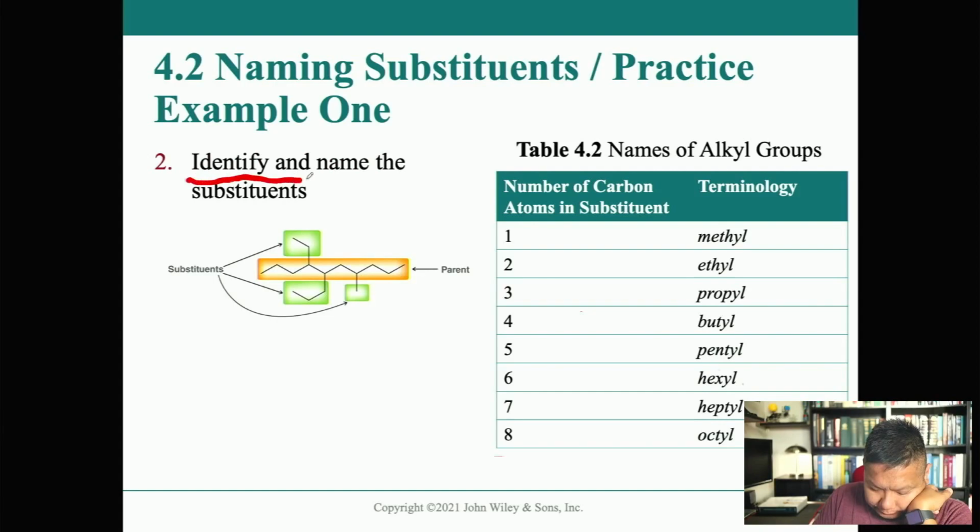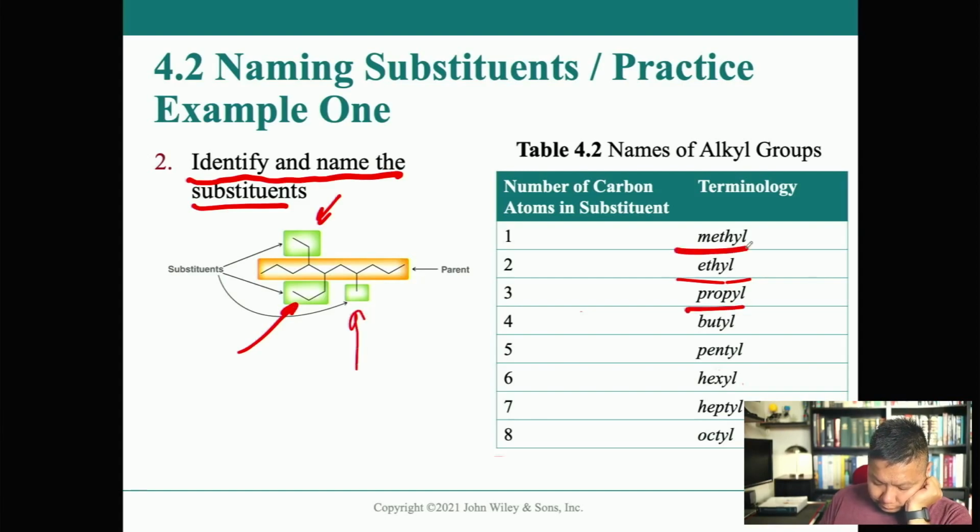Identify and name the substituents. We already did this before. We have 2 carbons here, so that's an ethyl group. This substituent here has 3 carbons, that's a propyl group. And this here is just the methyl group because there's only 1 carbon.